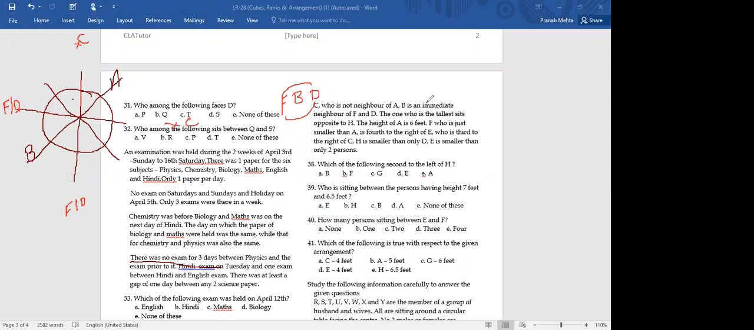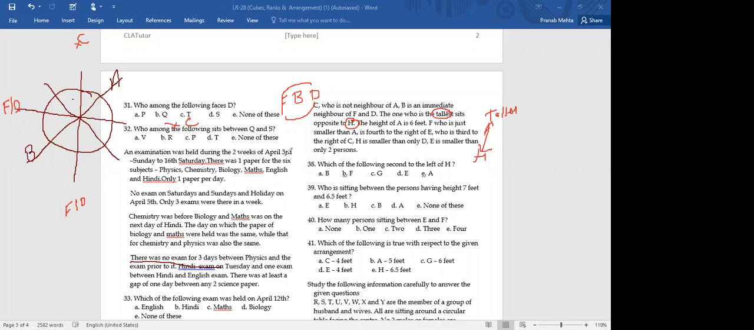Let us go further. The one who is tallest sits opposite to H. We don't know right now who is tallest, we'll see. So the tallest sits opposite to H. H and tallest will sit opposite to each other. This is how it will work.